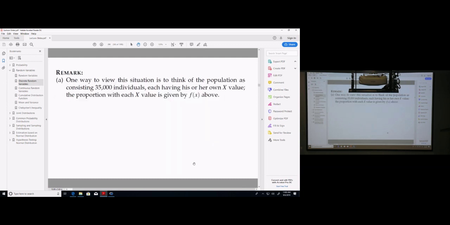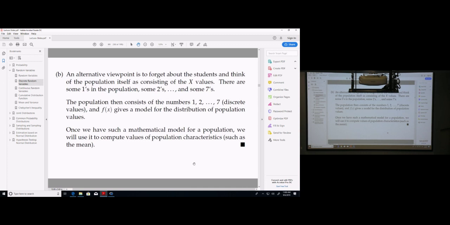But there is another view. Another view is simply to change the student from a person to a number. So an alternative viewpoint is to forget about the students and think of the population itself as consisting of the values 1, 2, 3, up to 7. So you can think of it as a bag. There are a number of ones.